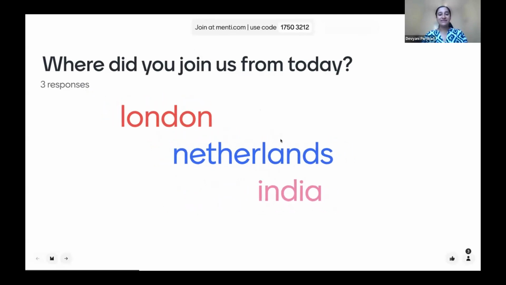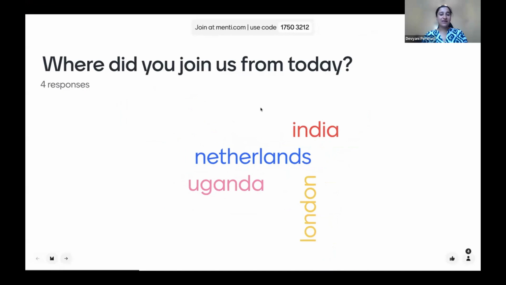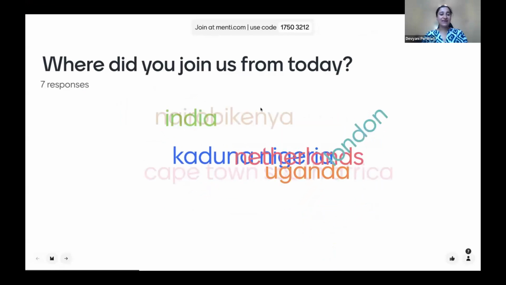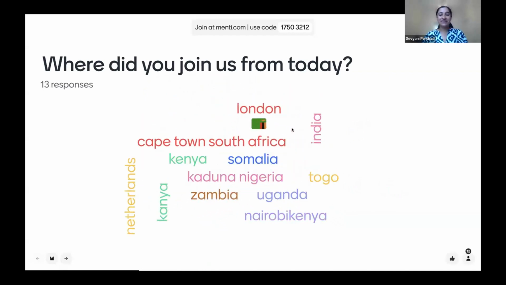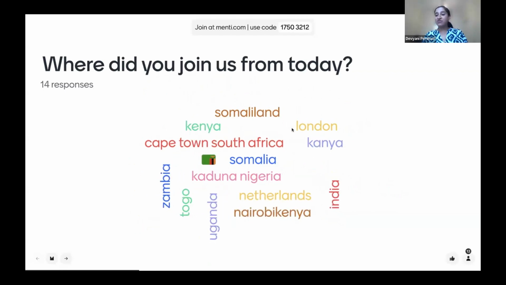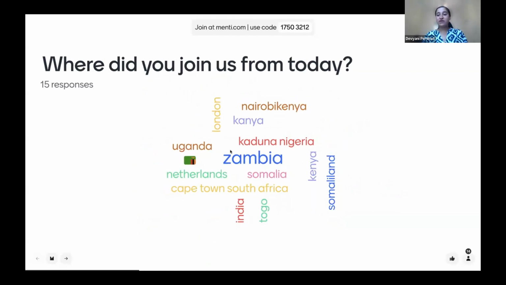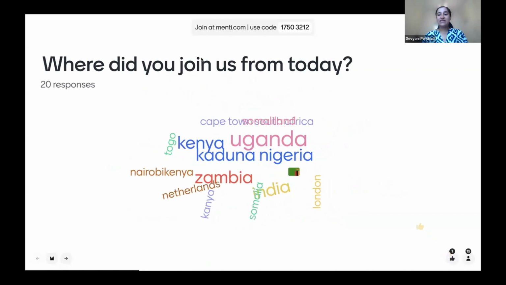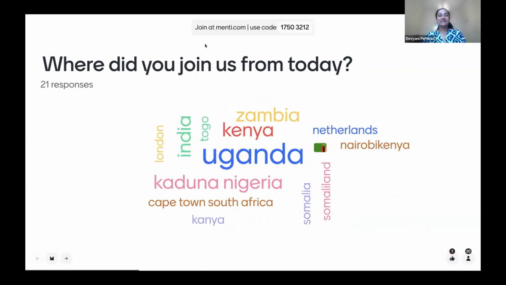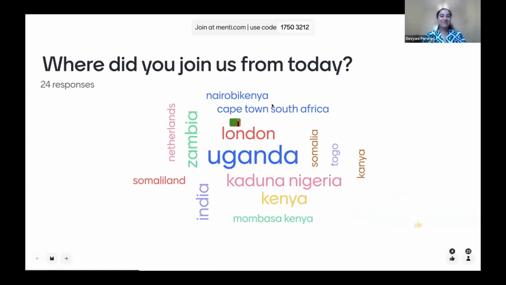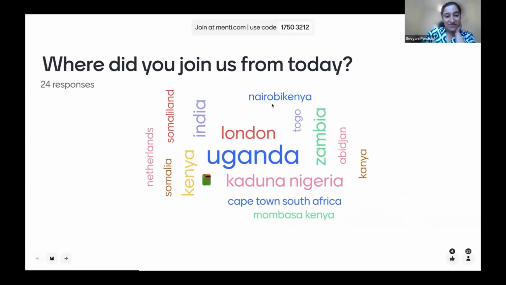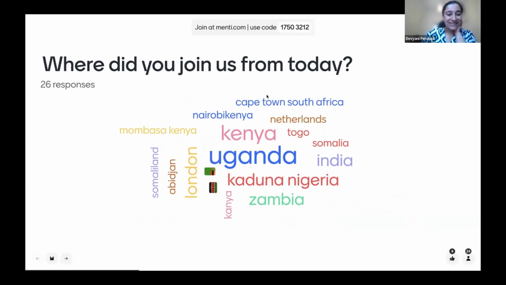Where did you join us from today? Netherlands, India, London, that's me. Can we hear from others as well? Uganda, great. Kaduna, Nigeria, Cape Town, South Africa, Zambia. Great. So lots of people from Uganda, Kenya, Zambia, Togo, Somalia. Fantastic. Nairobi, Mombasa. Very nice.